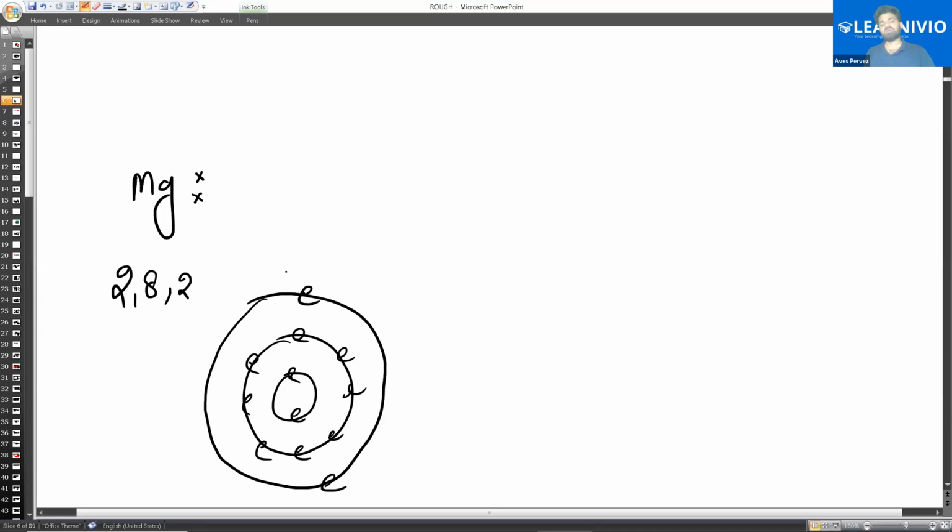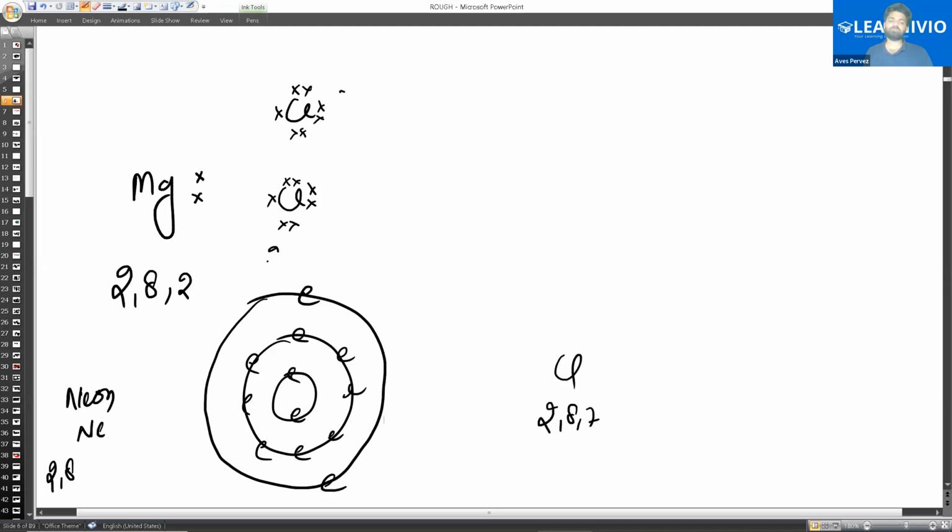The nearest noble gas for magnesium is neon, Ne, which has electronic configuration 2,8. Similarly, chlorine has 7 electrons in its outermost shell, so this chlorine atom has electronic configuration 2,8,7. It needs one more electron to be balanced.